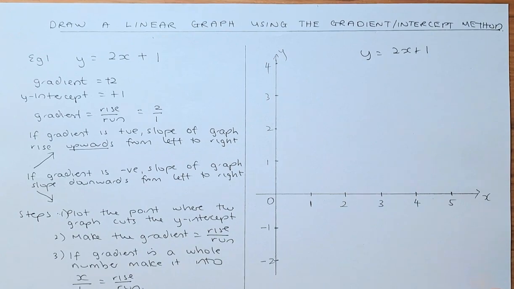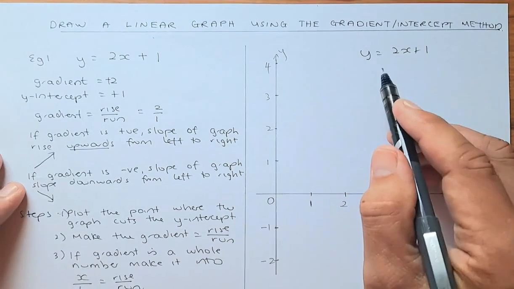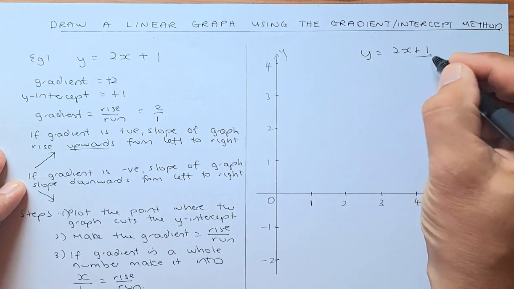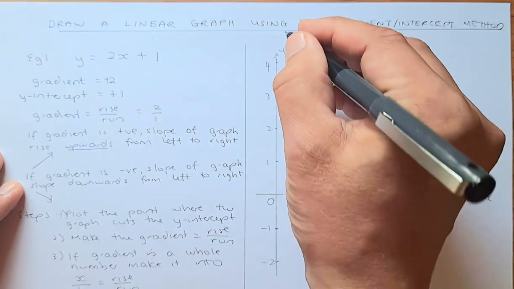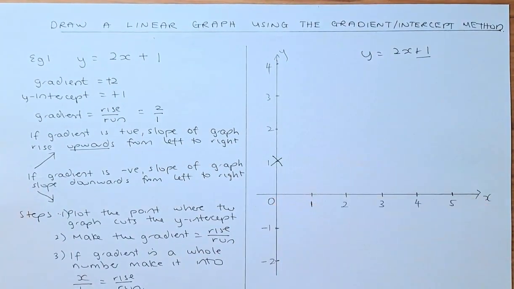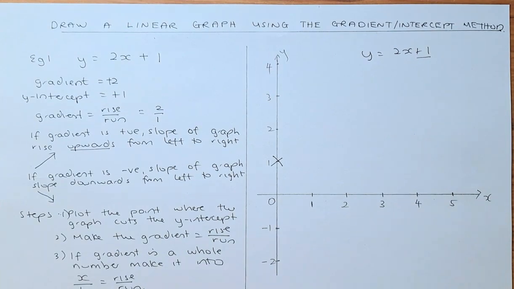First, you have y equal to 2x plus 1. The first thing you do is find the y-intercept. The y-intercept is plus 1, so you look at the y-axis and it's going to cut at 1. Plus 1 means it cuts at 1. So that's the first point. You need to plot 2 points, so the first point is already done.